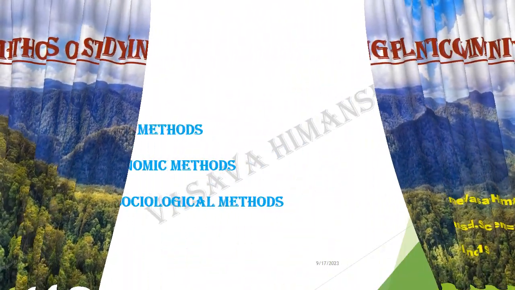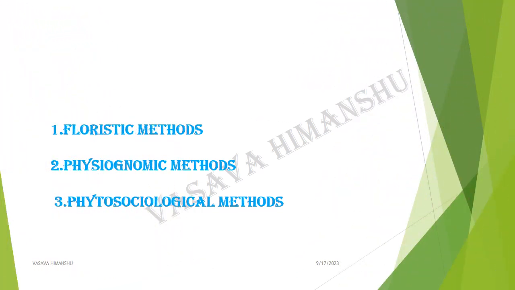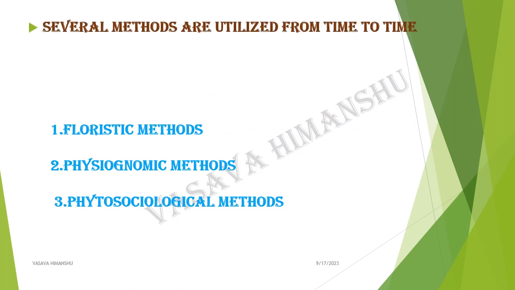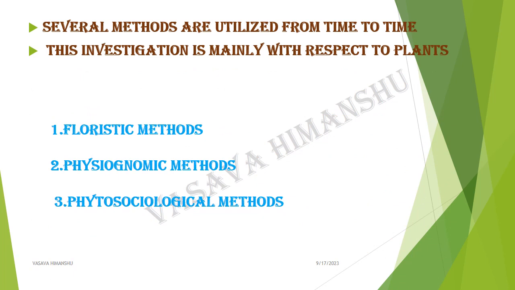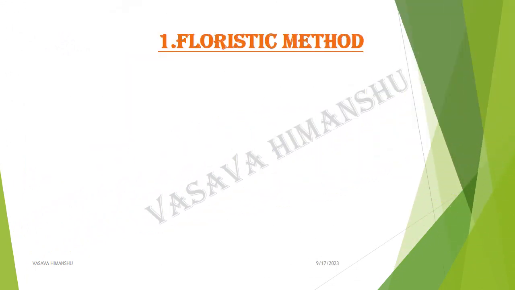So, methods of studying plant community: floristic method, physiognomic method, and phytosociological method. Several methods are utilized from time to time. The investigation is mainly with respect to plants. All the methods are mainly with respect to plants. Number 1 is the floristic method.